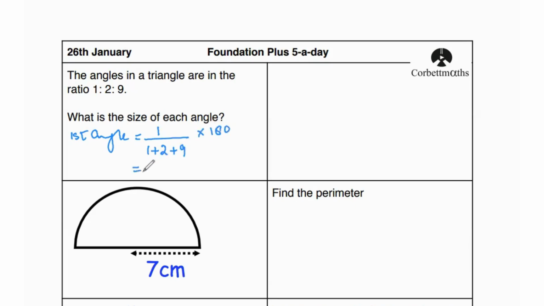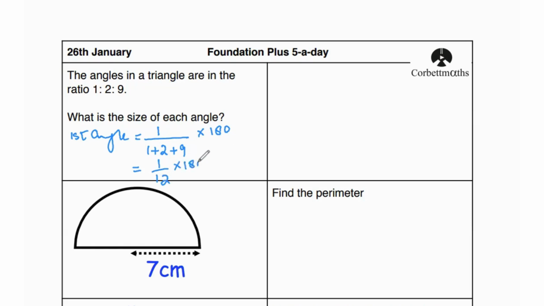Now, the reason why we're adding 1, 2, and 9 in the denominator is because when we're creating fractions from ratios, the numerator is the object that we're talking about, which is 1, like that angle. And the denominator is going to be the sum of all the values in the ratio. Hence, 1 plus 2 plus 9, which is equal to 12.